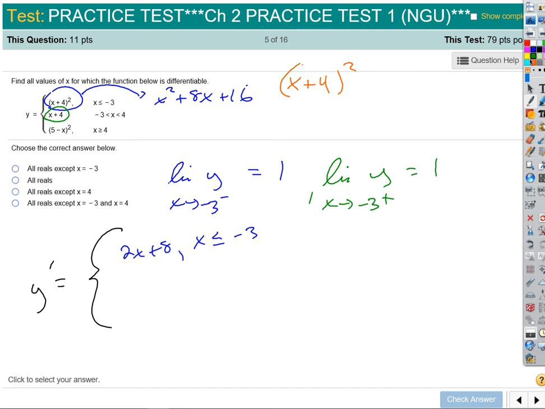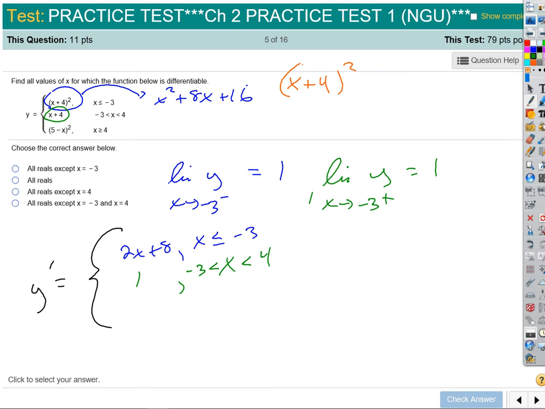What about the derivative of the middle part? What's the derivative of x plus 4? 1. Good, so we get a derivative of 1 when x is greater than -3 and less than 4. Now, do we get to keep that equal sign? Well, we'll see. We only get to keep the equal sign if we get the same values of the derivative as x approaches -3. If I get different derivatives from the right and the left, that means it's a sharp corner, and then the derivative doesn't exist there.